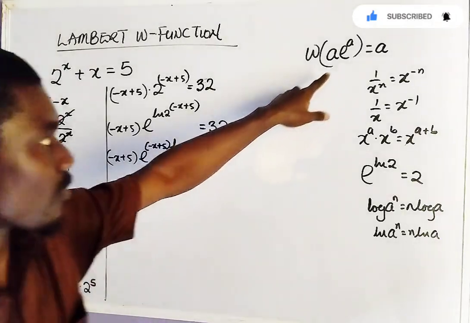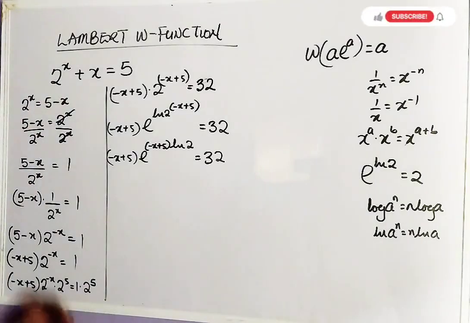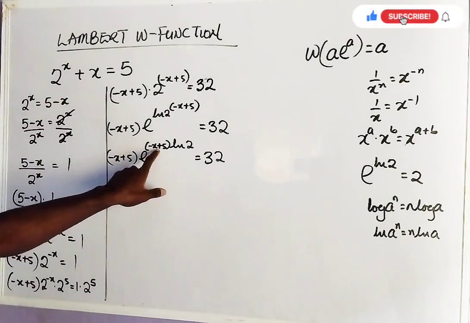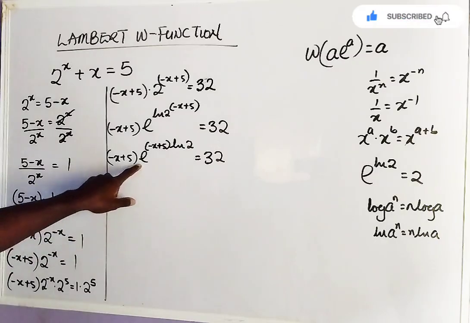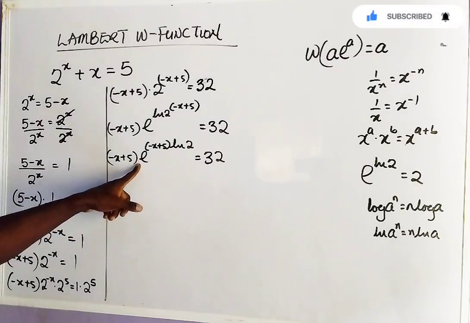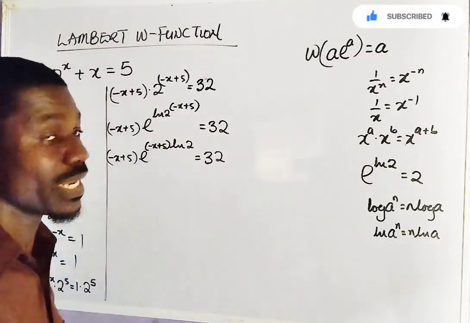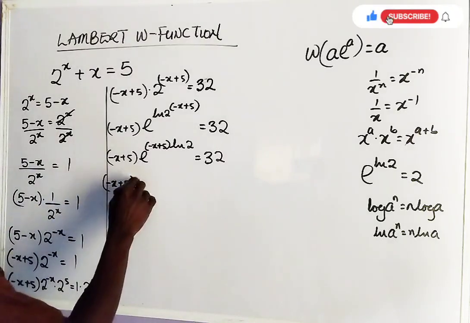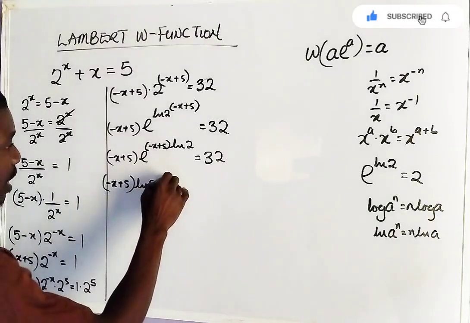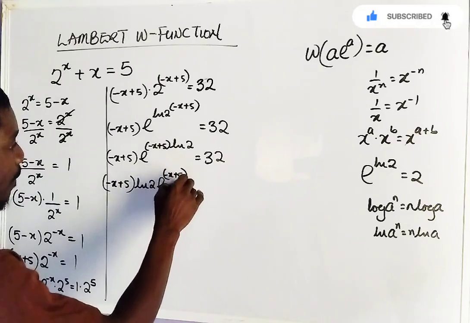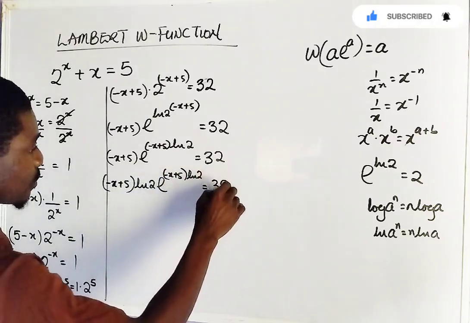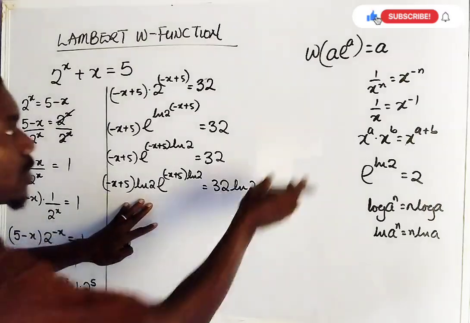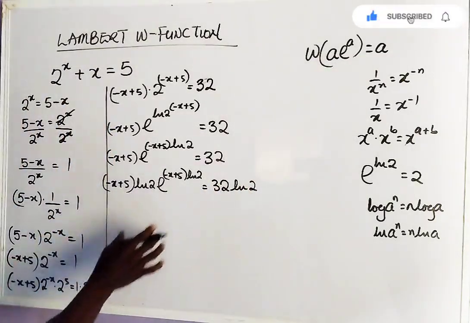Alright, but it looks as if we've not yet arrived completely at this kind of argument here. So here we have minus x plus 5 ln 2, but here we don't have ln. So what we do now is multiply both sides by ln 2. By multiplying both sides, we have minus x plus 5 ln 2 e raised to the power of minus x plus 5 ln 2 equals 32 ln 2. Now at this point you can see that we've gotten this expression here on the right hand side.